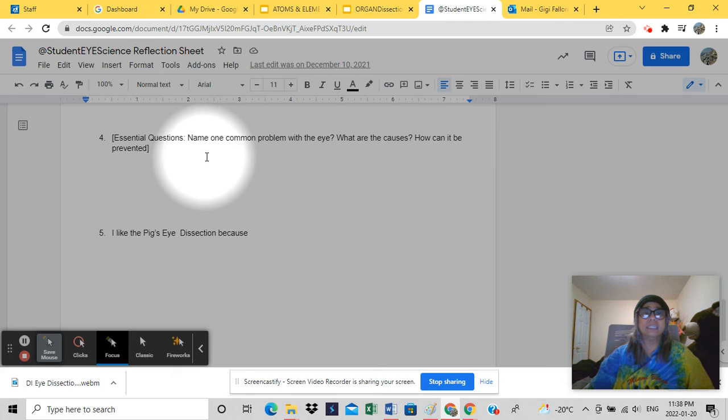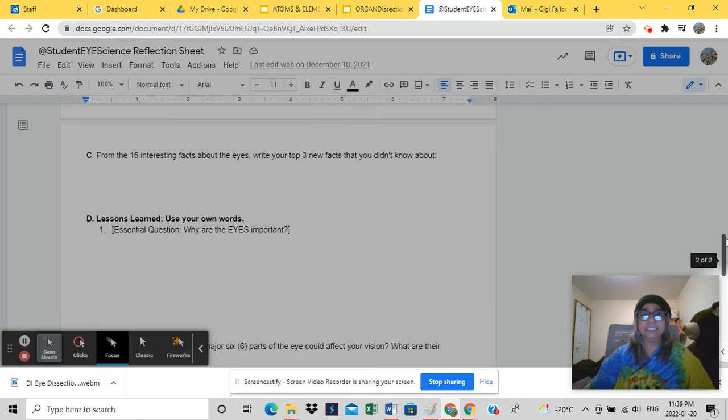Now, essential question again here. Name one common problem with the eye. What are the causes? How can it be prevented? And lastly, I like the pig's eye dissection because, and it can be any answer there, and I would accept that.